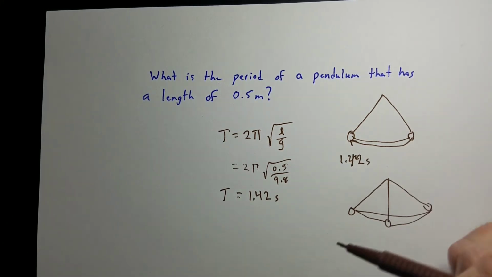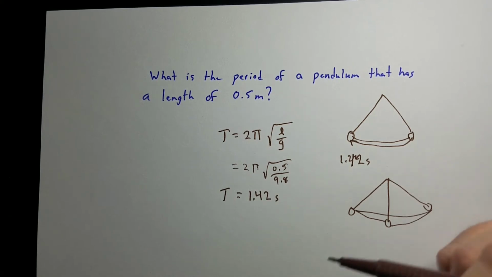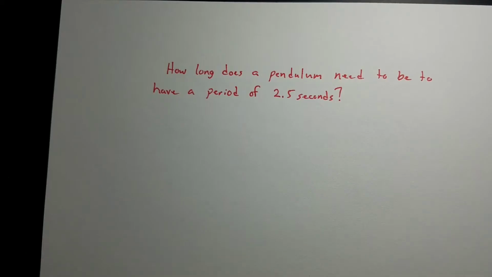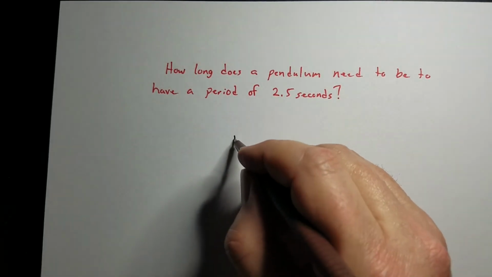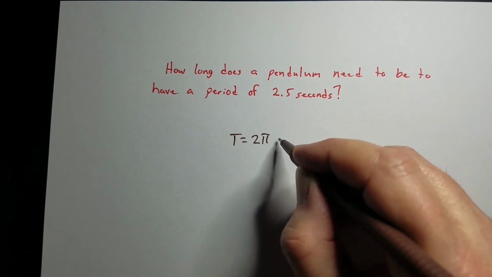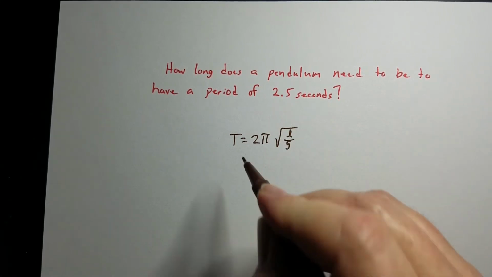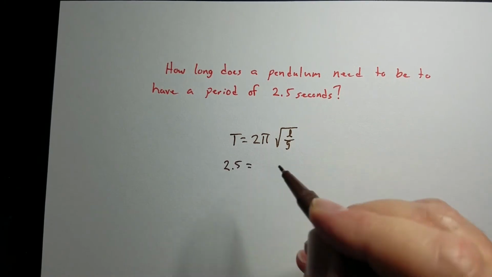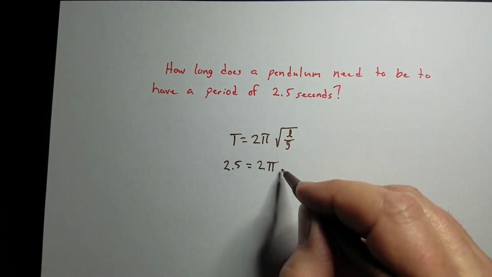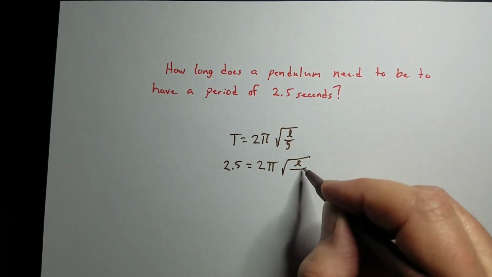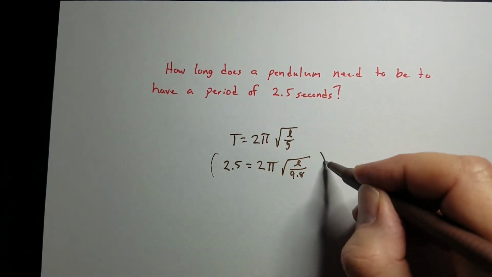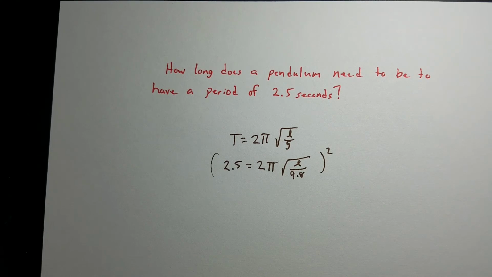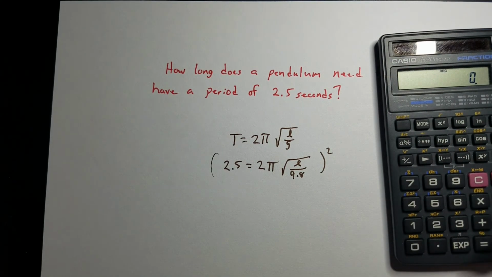Well, if we do know the period and we just want to know how long that pendulum needs to be in order to get the period that we want. In this case, we have a pendulum that we want to have a period of 2.5 seconds. How long does that pendulum need to be? Well, we start off with the equation again. Period is 2 pi square root of L over g. We know the period is 2.5. That's what we want. 2 pi square root of L, we don't know, and g is 9.8. So the first thing we need to do is square the whole thing, because we've got to get rid of that radical sign, that square root.